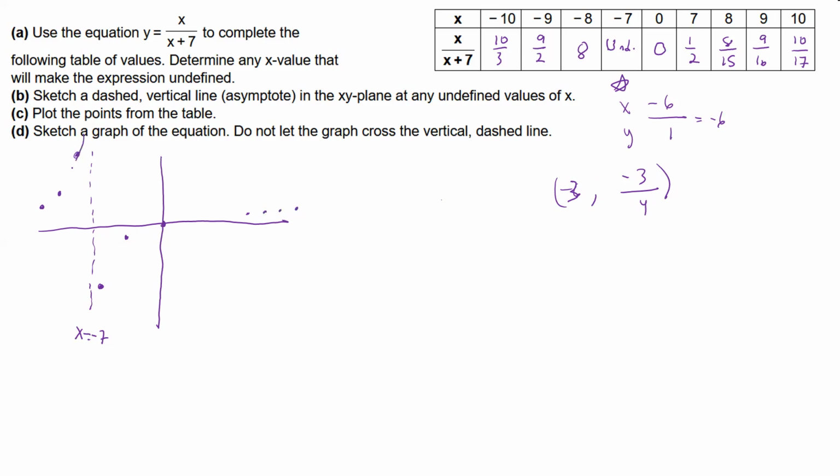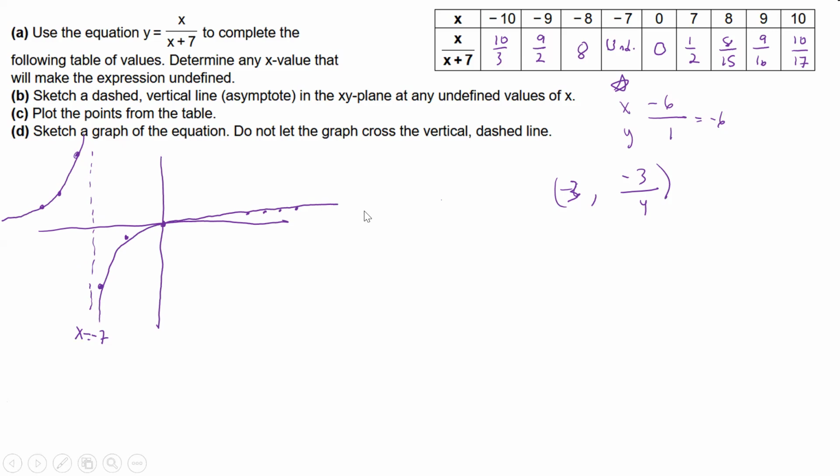So it looks like the graph is going to do something like that and something like that. Okay. So we've plotted the points, we've sketched the graph of the equation, and again, we're getting infinitely close to that dashed line, but we're not actually ever going to touch it. Now, let's go over and see what this looks like on a calculator.